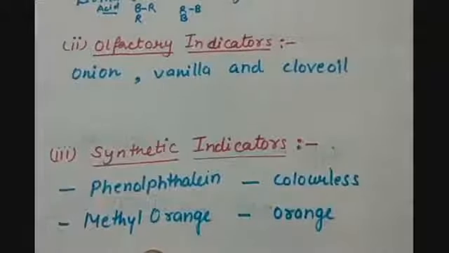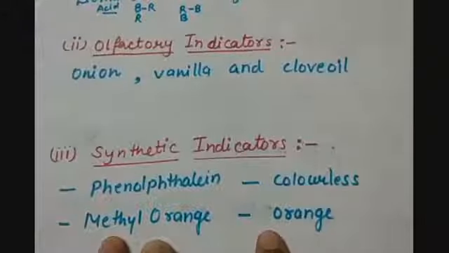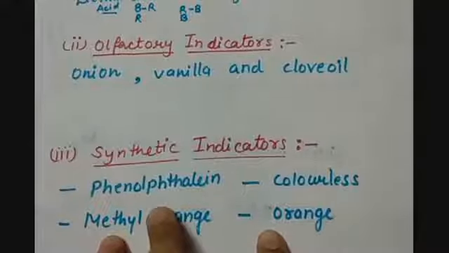The second type of indicators are olfactory indicators. Although these are also natural indicators only, the natural indicators change the color and then indicate the nature of the substance. But olfactory means type of smell, fragrance. So here these substances like onion, vanilla, clove oil, all these natural substances indicate the substance nature with the help of change in the smell, and that is why they are called olfactory indicators.